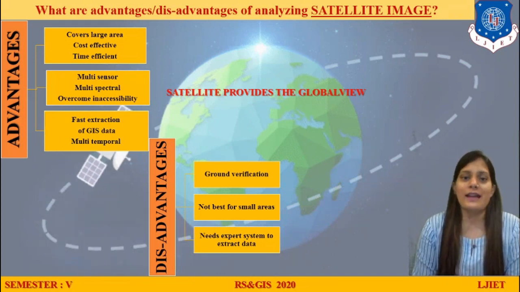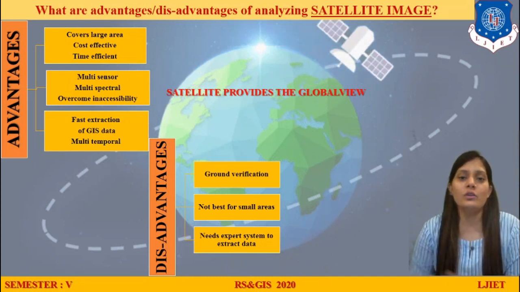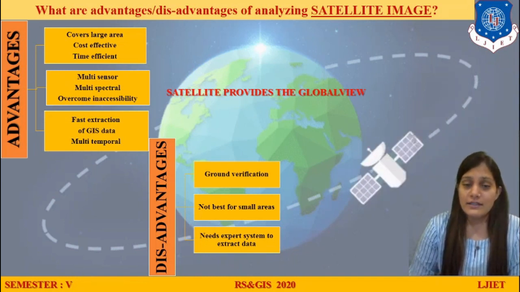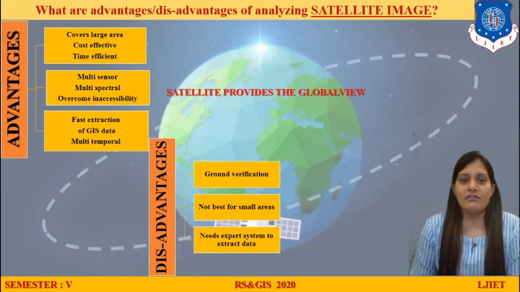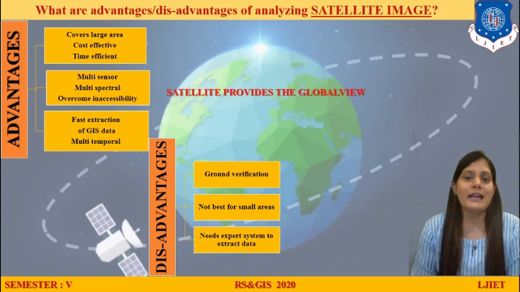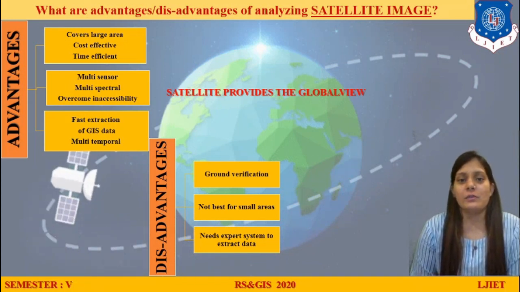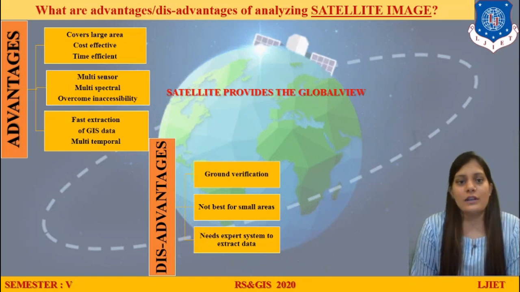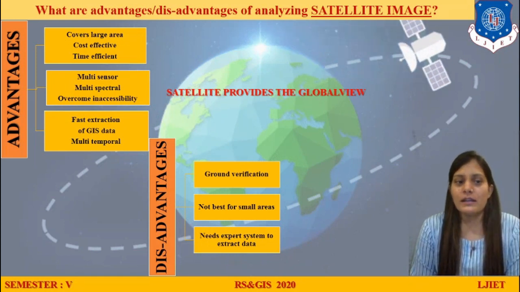Once you make a satellite, it goes to orbit and keeps taking images, so you can have numerous images and do numerous analyses. Without going to the site, without coming into contact with it, you can have detailed information about all the objects of the site. That is the main advantage of it.